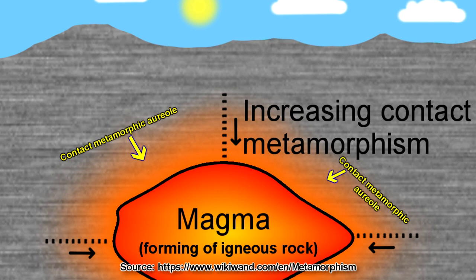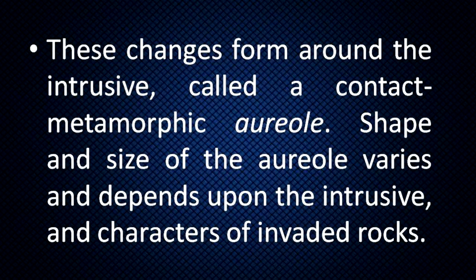Baking effect, just like in the bread or a bun, you can see it forms a circular ring, and this circular ring or circular layer is called an aureole, circular area. The shape and size of the aureole vary depending upon the intrusive and the character of invaded rocks. It depends upon the nature of the intrusive, the amount of emanations carried out by the intrusive, that is number 1, and the character of the invaded rock.